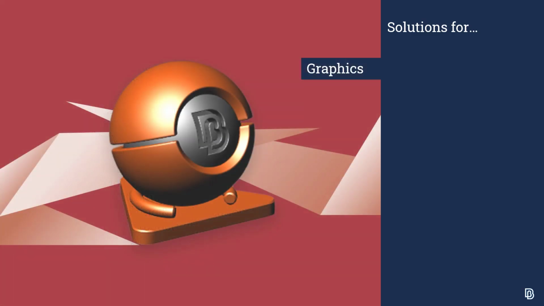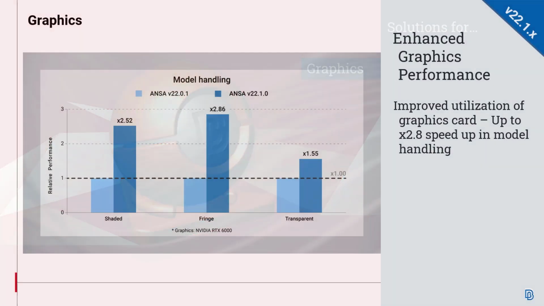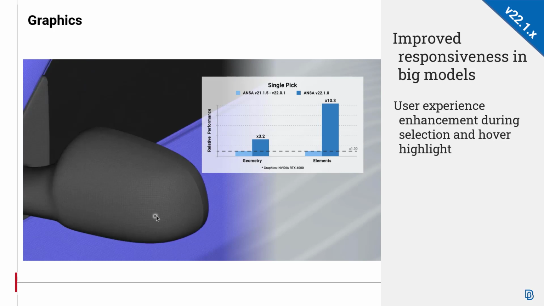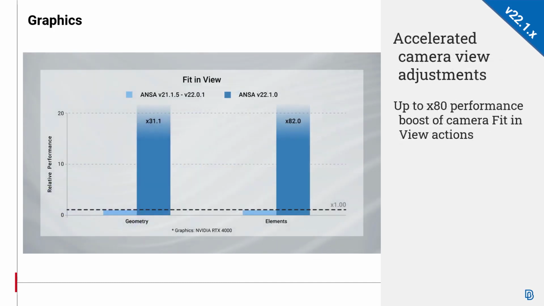We are going to start off with the graphics. By the improved utilization of the graphics card, we have achieved up to 2.8 times faster model handling in terms of graphics performance. When working on big models, user experience is also significantly enhanced during selection and hover highlight. And in relation to camera view adjustments, user performance has been promoted up to 80 times faster in terms of fitting view actions.